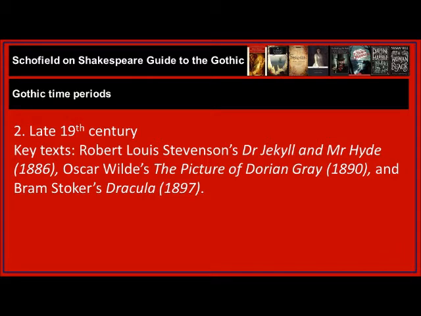There was also then a second key Gothic period in the late 19th century, which included texts such as Robert Louis Stevenson's Dr. Jekyll and Mr. Hyde, Bram Stoker's Dracula, and Oscar Wilde's The Picture of Dorian Gray. There are, of course, plenty of Gothic texts written in both the 20th and early 21st century. Well-known ones include Susan Hill's The Woman in Black and Angela Carter's The Bloody Chamber.